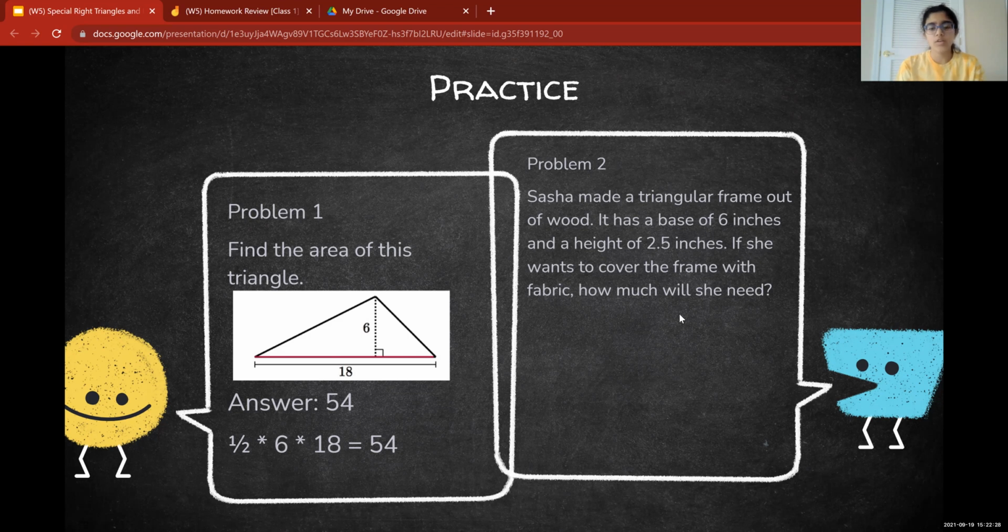Okay, I'm seeing a lot of answers in the chat, and it is 7.5. So what you would do is 6 times 2.5 times 1/2. You could get 6 divided by 2, which is 3, times 2.5, and you would get 7.5 as your answer. I saw some people in the chat put inches. Make sure you put square inches if you want to put the units, because if you say 7.5 inches, that is not the right unit, and you could be counted as incorrect. So make sure if you do put the units, you put the right one.